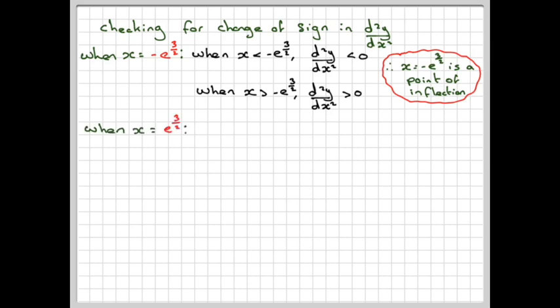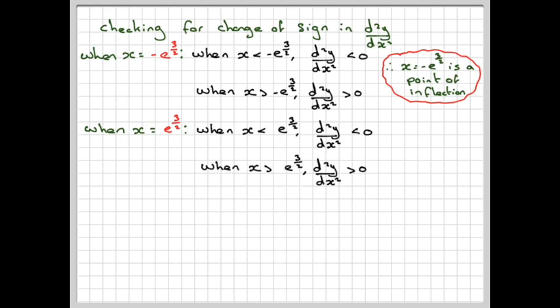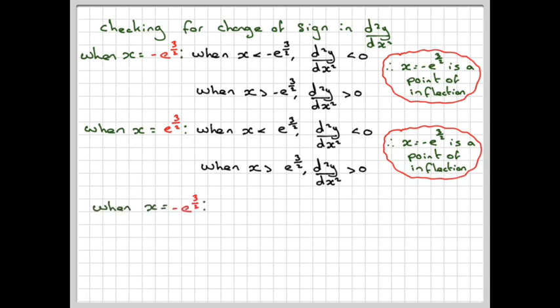And so when x is equal to e to the 3 over 2, when x is just less than that, the second derivative will be negative, and when it's just greater than that, the second derivative will be positive, and therefore x equals e to the 3 over 2 is a point of inflection as well. And so we need to find the y coordinates now. So y will be ln of minus e to the 3 over 2 squared, so the 2s will cancel out, and that will give minus 3 over e to the 3 over 2.